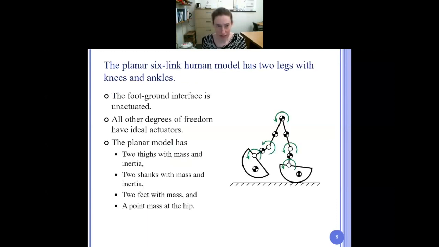So the human model has a total of 6 links. It has 2 legs, each with a thigh, a shank, and a foot. Each of these links has mass. And then we also have a point mass at the hip to represent the upper body. The model has a total of 5 ideal actuators, 1 at the hip, 1 at each knee joint, and 1 at each ankle joint. The interface between the foot and the ground is unactuated, and because of that, this model is underactuated by 1 degree of freedom, which means we don't have direct control over the global orientation of the model.